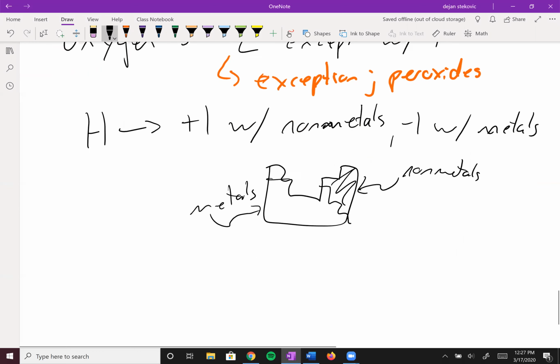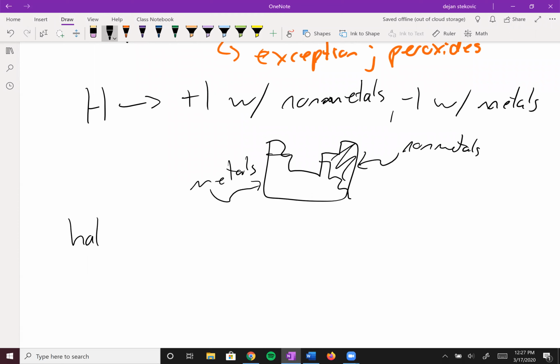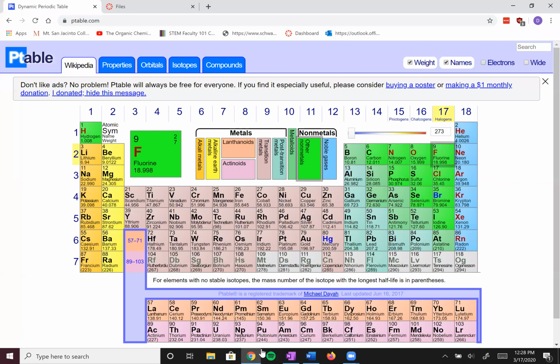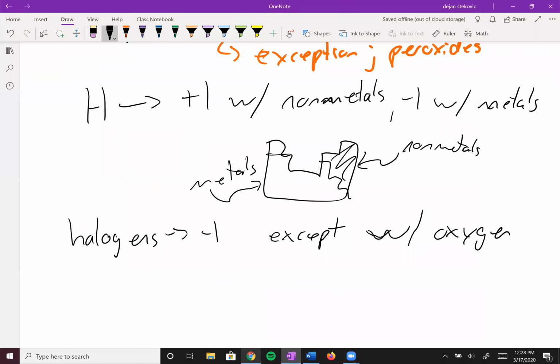And then finally, the last thing is halogens. They are -1 except with oxygen. Then they can change. So halogens are over here, -1. So chlorine, bromine, iodide. Fluorine is an exception to the -1 with oxygen, but chlorine, bromine, iodide are all going to be -1 except with oxygen. Fluorine is almost always going to be -1.